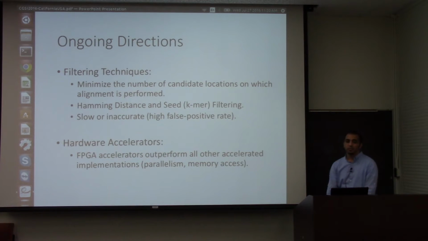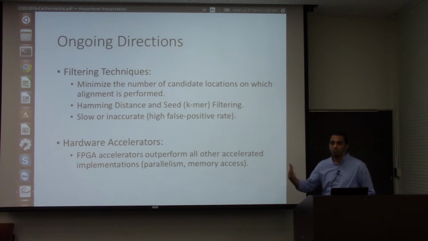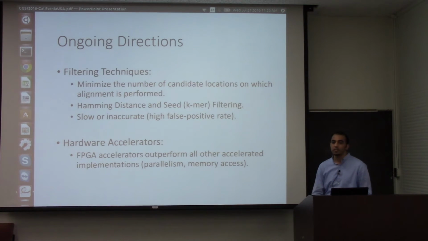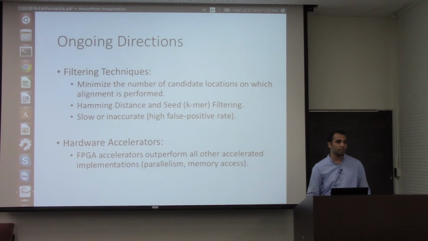So what are the other researchers doing? The first direction is to improve the filtering strategies or build new filtering techniques. The second direction is to use accelerators, which are normally hardware, and as you all know, hardware is much faster than the CPU or a typical algorithm. The problem with filtering techniques, such as Hamming distance or seed filtering, is that sometimes they are slow or inaccurate. And for hardware accelerators, we have FPGAs, GPUs, and SIMD.